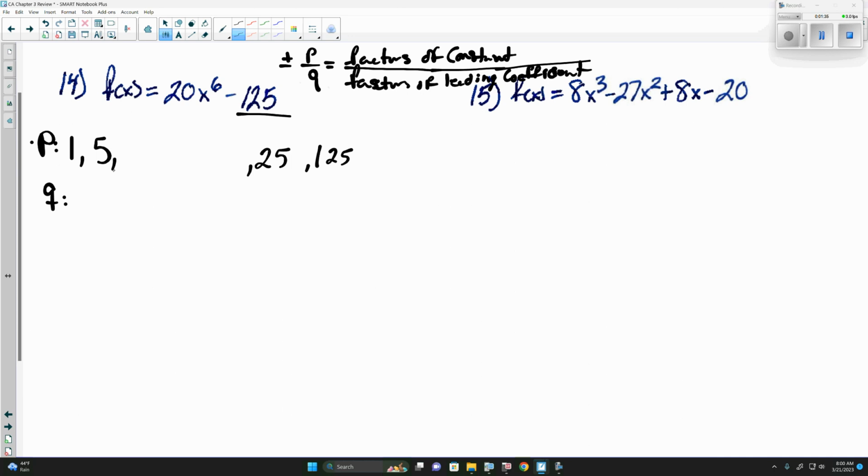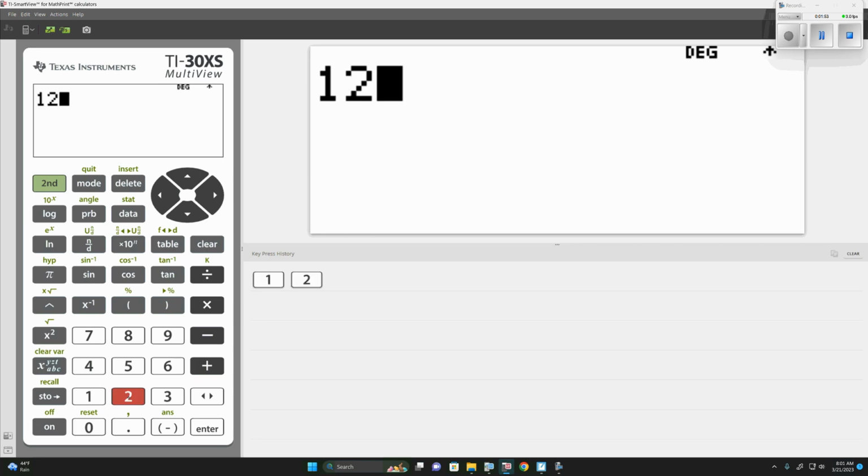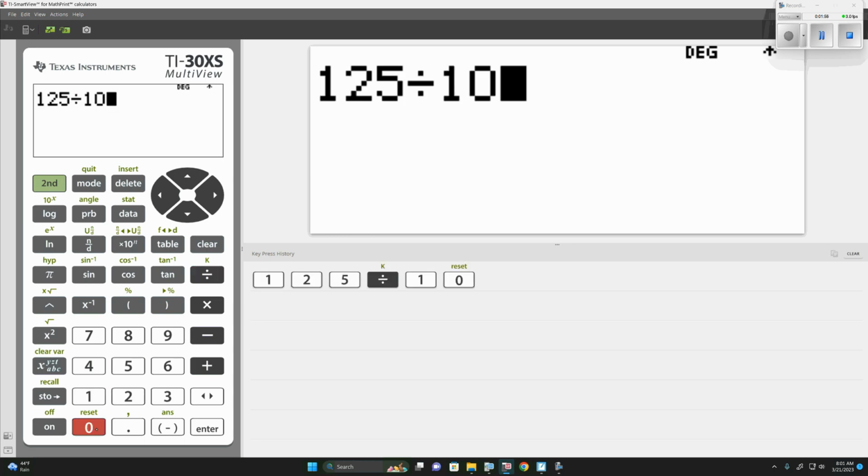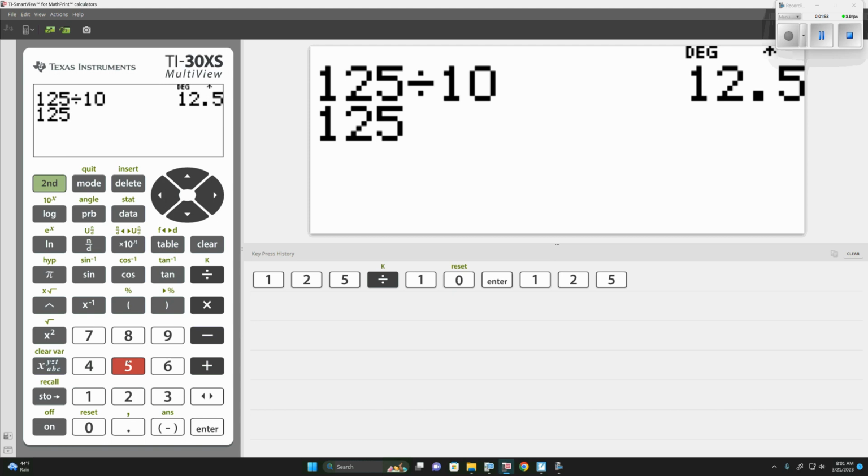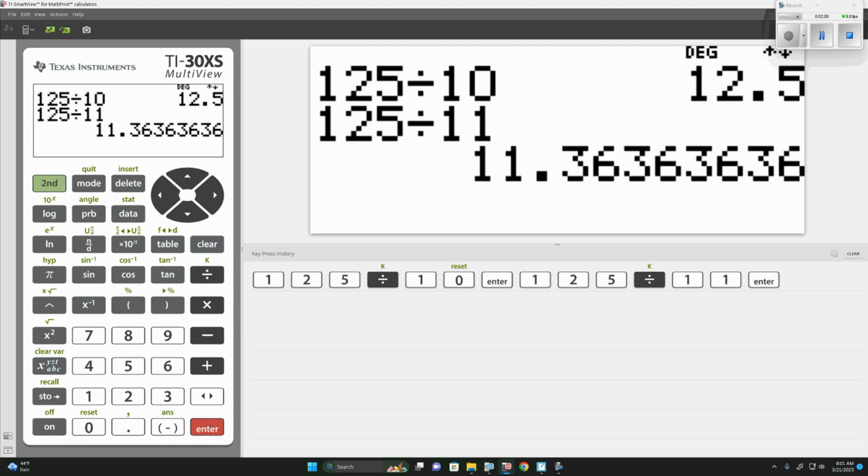6 only works if 2 and 3 are both factors. Neither are. 6 doesn't work. Then we move to 7. 7 is not a factor. 8, 9 does not work. 10 doesn't work. 25 divided by 11 doesn't work, and we're done there.